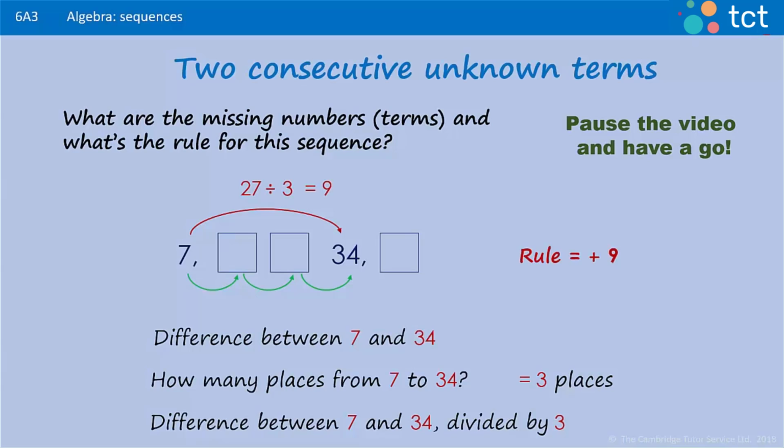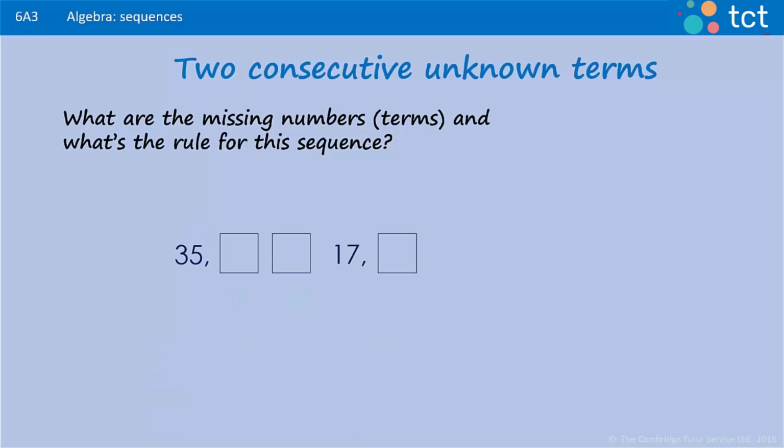Let's test that plus 9 is the rule that works. 7 plus 9 is 16. 16 plus 9 is 25. 25 plus 9 is 34. So the last term will be 34 plus 9, and that's 43. This time you may notice that the numbers are getting smaller.